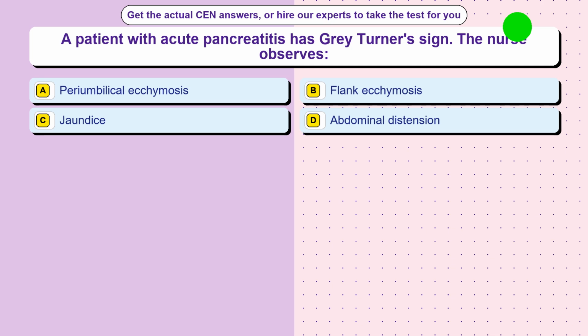Question 60. A patient with acute pancreatitis has Grey Turner's sign. The nurse observes: Option A, periumbilical ecchymosis. Option B, flank ecchymosis. Option C, jaundice. Option D, abdominal distension.